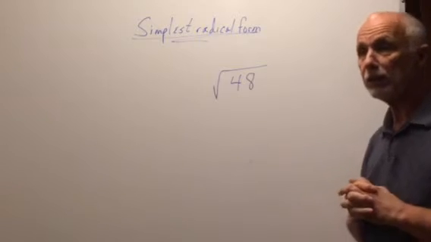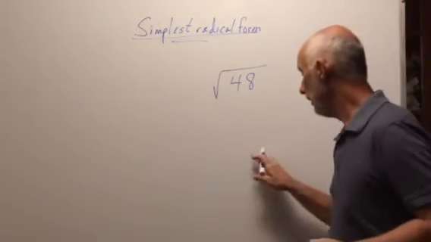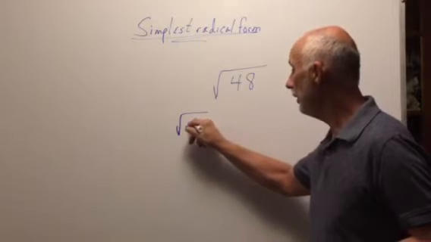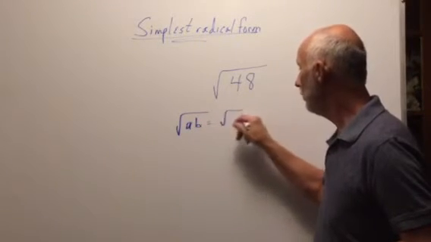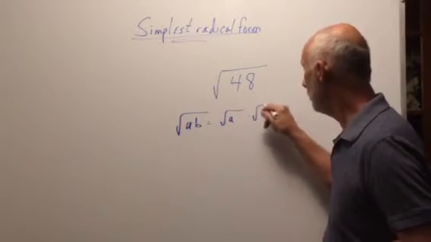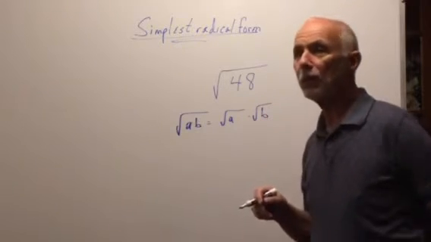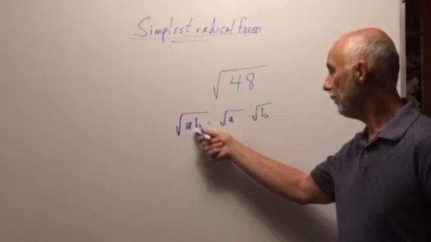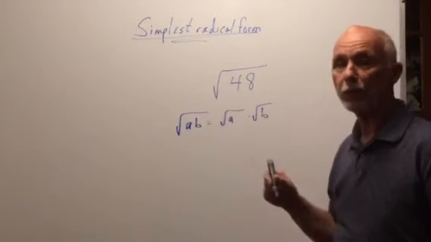Now, in order to do this, the first thing you need to understand is that the square root of a times b is equal to the square root of a times the square root of b. Again, what that means is if you could take a number and break it up into parts, then you could take the square root of part of it.